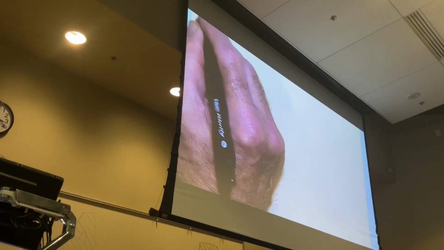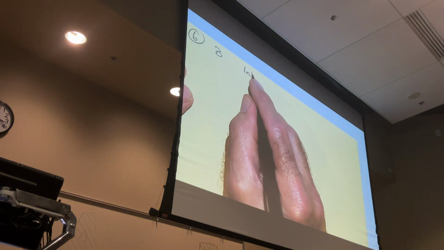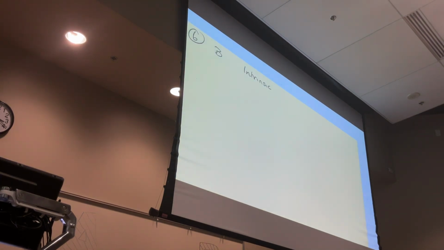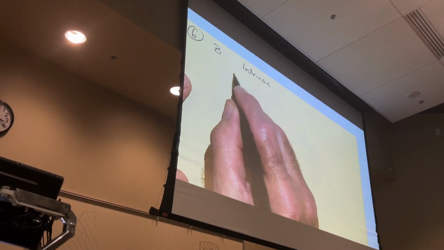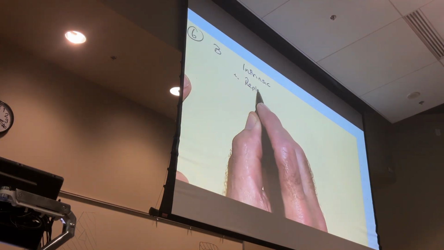But the bad news is there are a whole bunch of intrinsic causes of mutation. These are things that we cannot protect ourselves against. Number one, replication error.